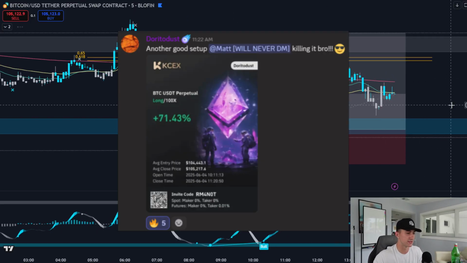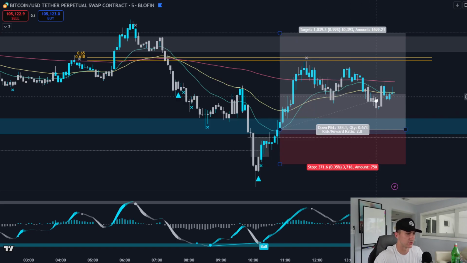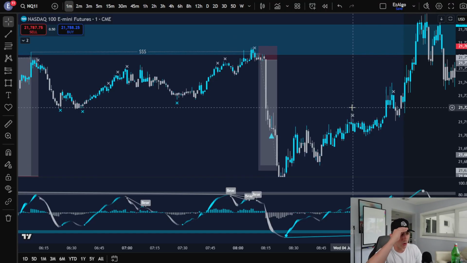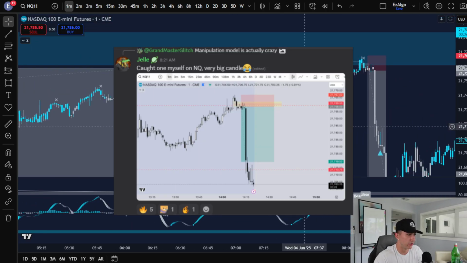Shout out Dust inside the Discord. He actually took the scalp long. I think he's up like 100% right now. So great trade. And coming in at number 1, we have some more NQ trades. NQ has been super easy to play out using the manipulation model, using these bullish and bearish divergences on the Easy Oscillator. Dell actually took this trade earlier this morning.